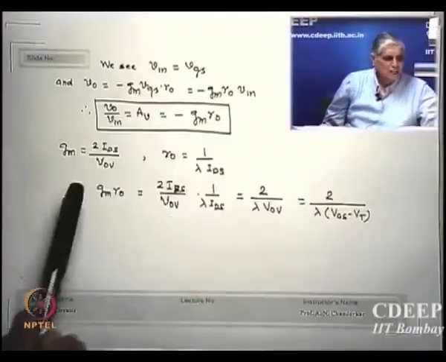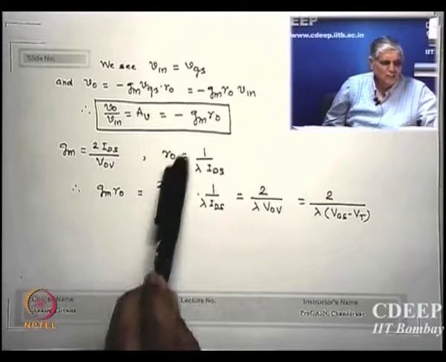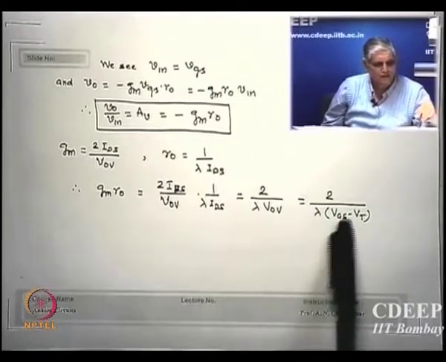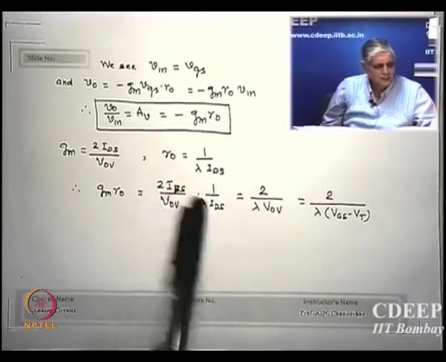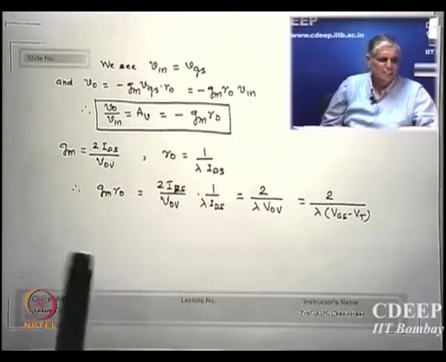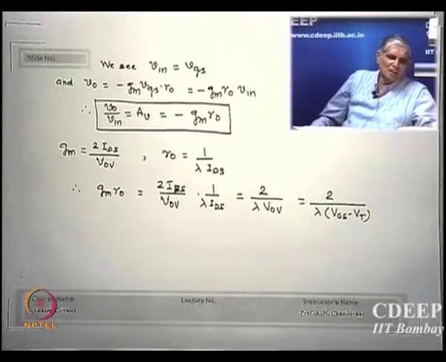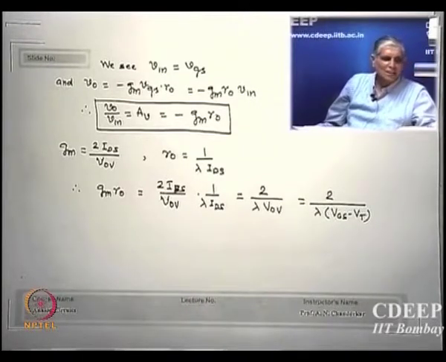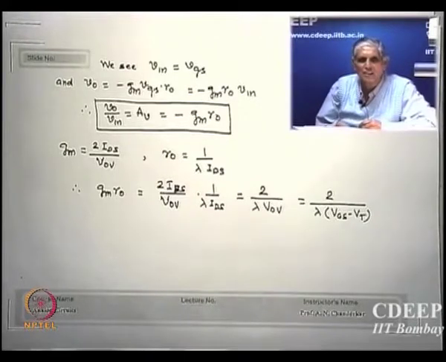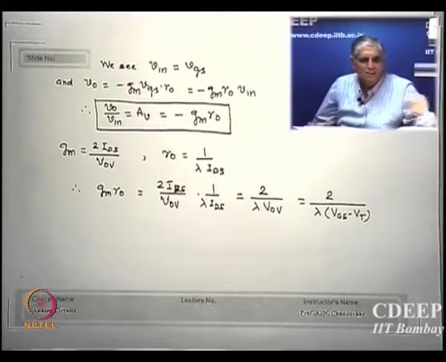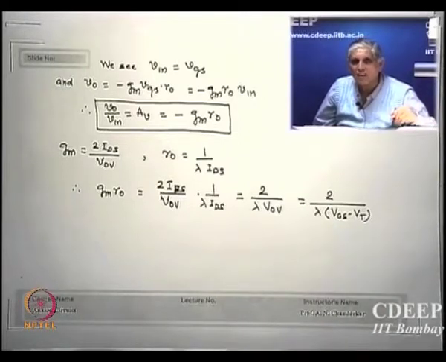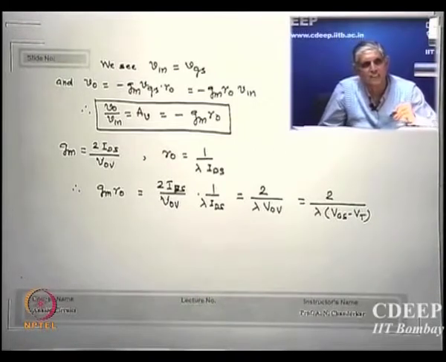If gm is 2 IDS by VOV, and r0 is this, I can say gm r0 is 2 upon lambda (VGS minus VT), or 2 IDS, something like this. So given an overdrive voltage for a circuit, I can also find the intrinsic gain, is that correct? Given the lambda and VOV for the circuit or transistor, I will be able to find the intrinsic gain of this transistor.